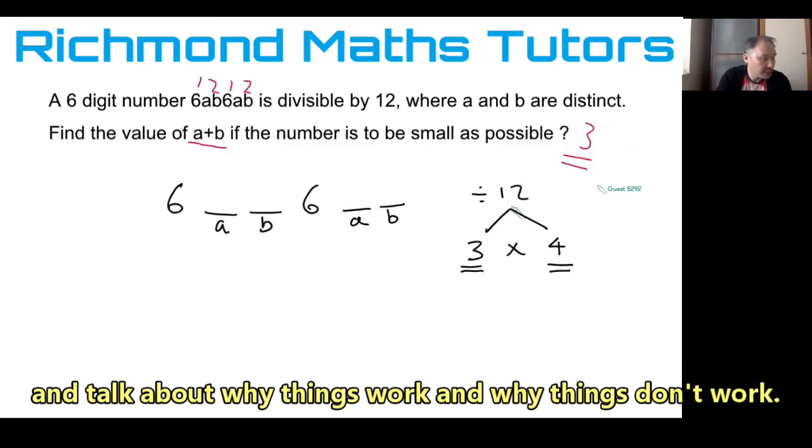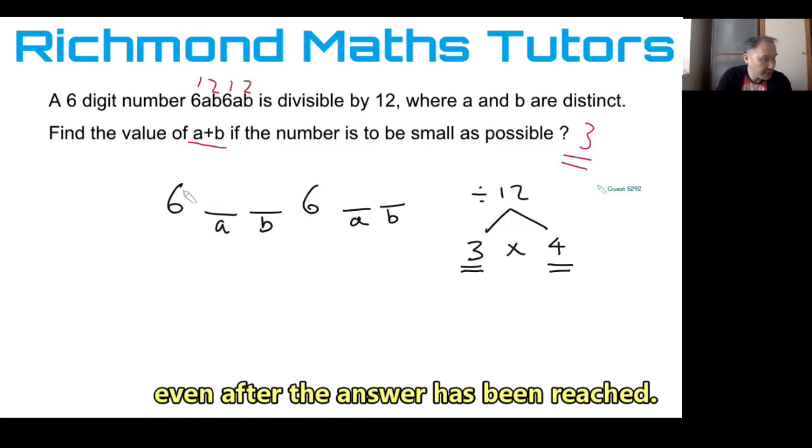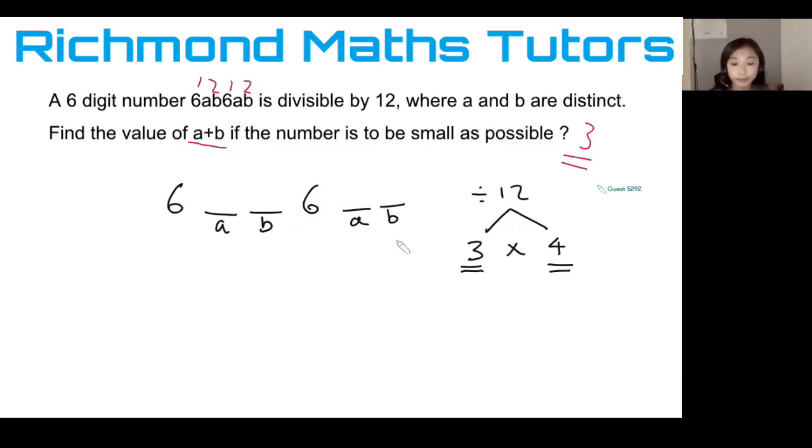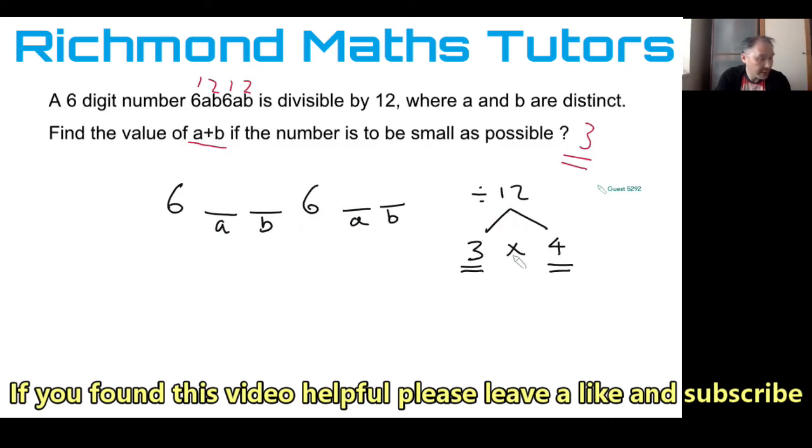divisible by 12. So you use the divisibility rule of 3 by taking the digital sum, and the digital sum has to be a multiple of 3. And then also the last two digits together have to be divisible by 4. And we want the smallest number possible.